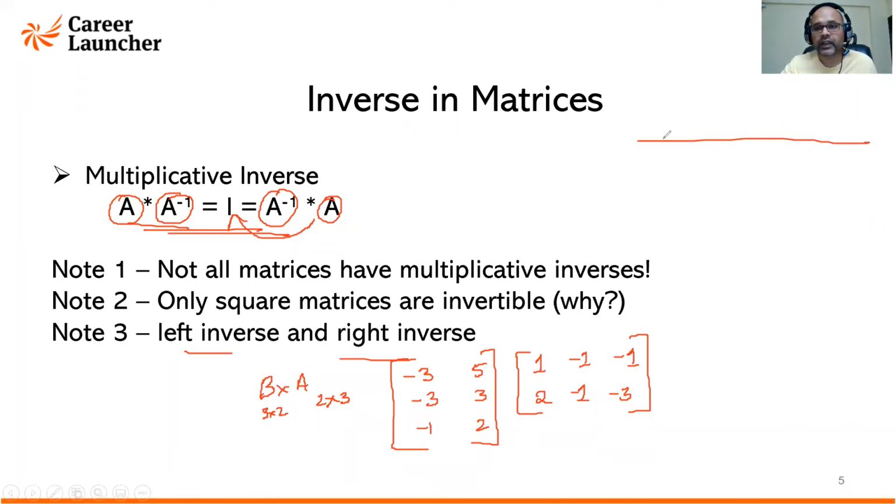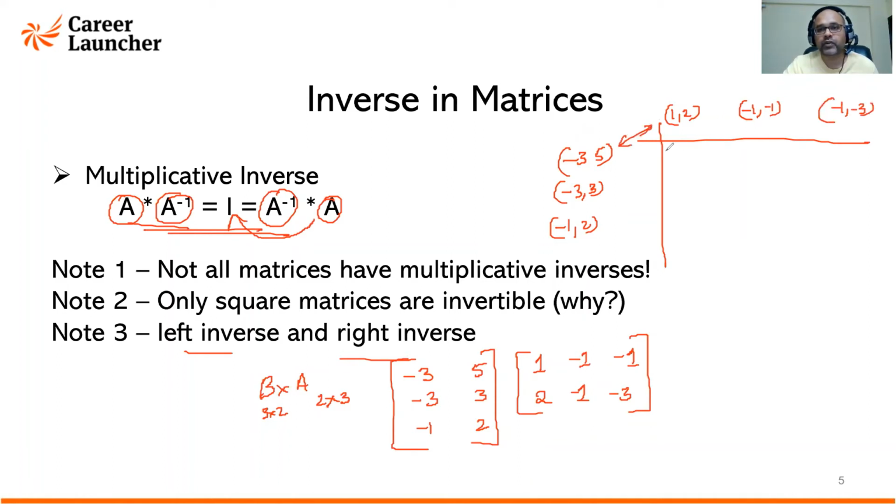I will draw a horizontal line and a vertical line. I will write down minus 3 comma 5, then minus 3 comma 3, and then minus 1 comma 2. After writing down the vertical minus 3 5, minus 3 3, minus 1 2, that is the rows in the B matrix, I will write down the columns in the A matrix. It will be 1 comma 2, minus 1 comma minus 1, and minus 1 comma minus 3. So the multiplication of these two I'm going to write here, right? And that's the faster way of doing it.